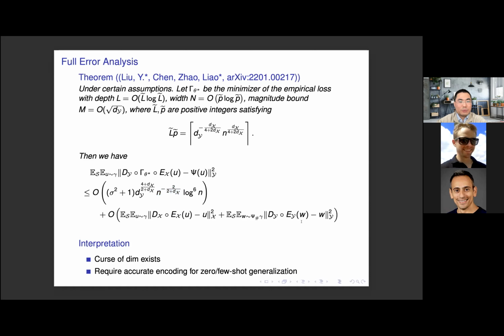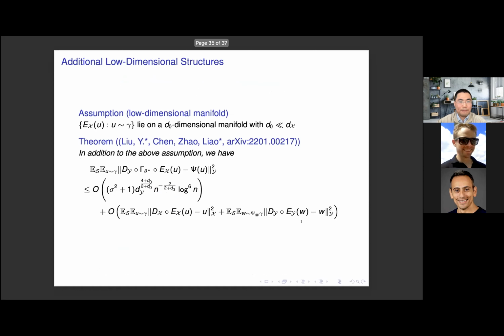The remaining question is whether we can avoid the curse of dimensionality by assuming some low complexity structure. We consider two special cases. In the first case, we assume that after encoding, all the data of interest lie on a low dimensional manifold in a finite dimensional vector space, for example with d0 significantly smaller than dx. Then we can prove that instead of having dx, we can have d0 here. Because d0 is small, we can get rid of the curse of dimensionality.